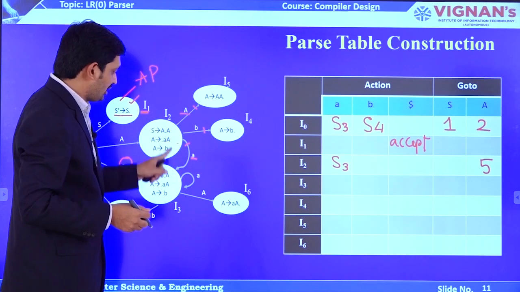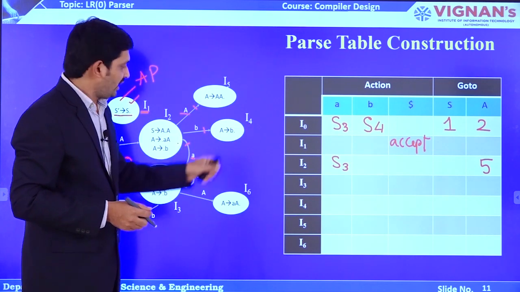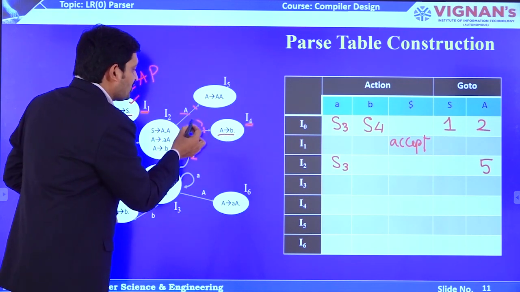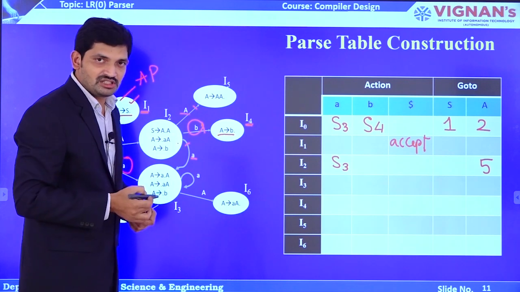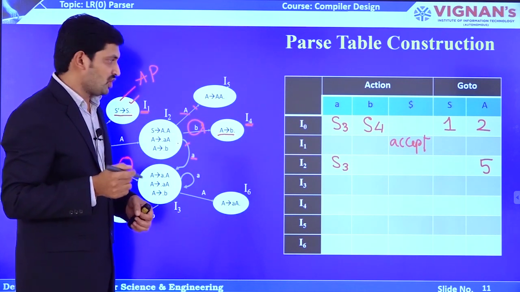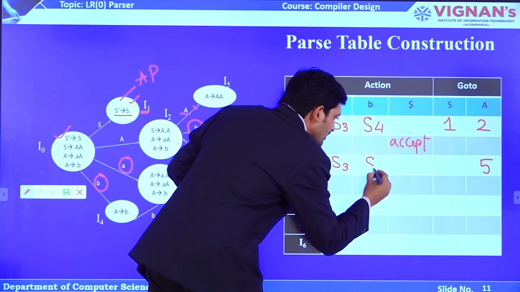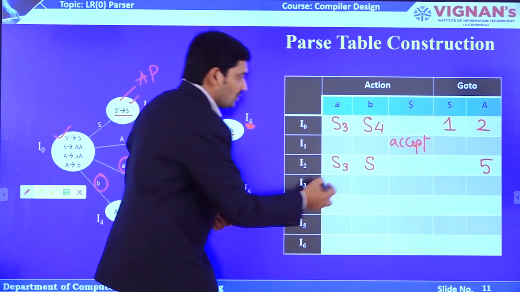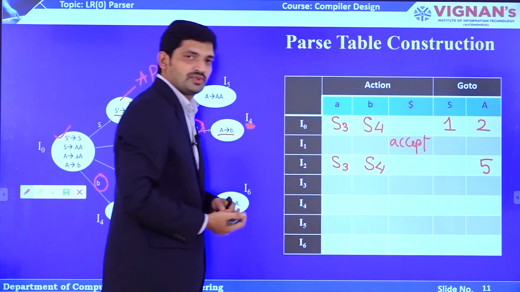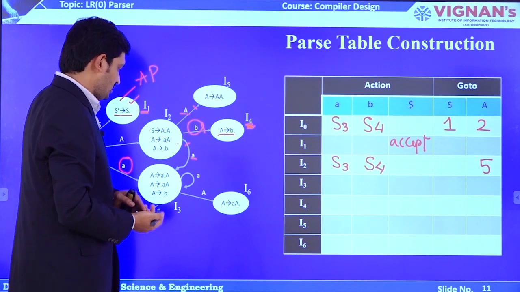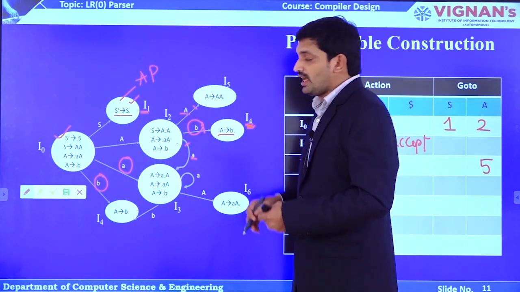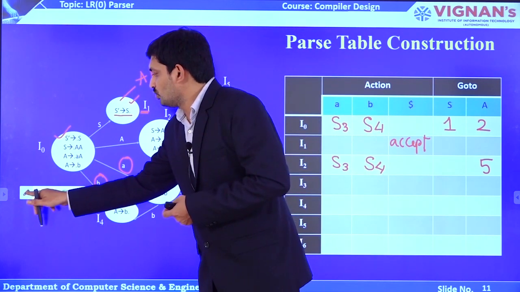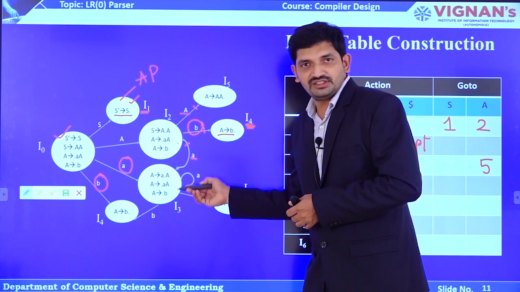Then I2 on small b is I4. So again the operation depends upon this particular terminal symbol, so again I have to perform the shift operation. So what I have to write? Yes, shift operation, and to which state did it go? I4. So S4. Okay. Next come to I3 state. Again, how many go-to operations are there? So there are 3 go-to operations here.